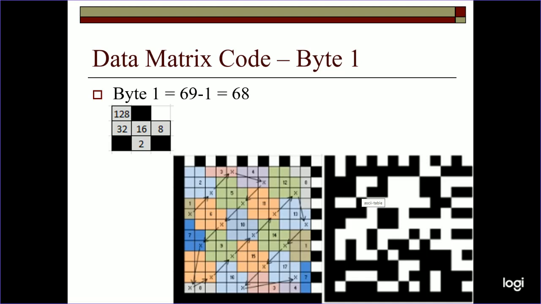So now we'll look at how to work with this. This is the data matrix code. If somebody were to scan this on their phone, you'd have to have something that could do data matrix, and you're going to get what this spits out. But in order for me to work with that, I have to look at these bits, these bytes. Now here's where it gets tricky, folks.